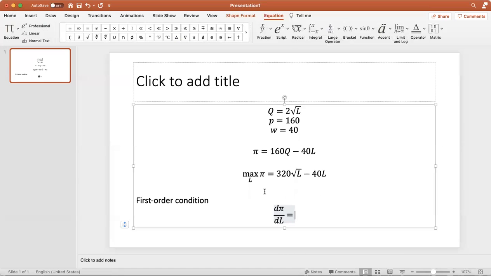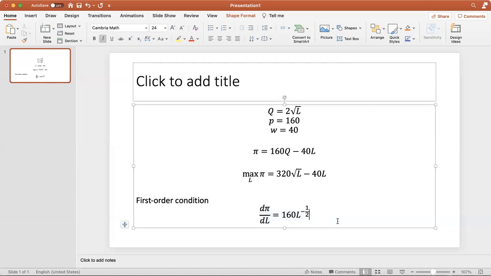So that's going to be 160. Let's just say this is L raised to negative 1/2, right? Because that's going to be 1/2 minus 1, so negative 1/2. That's 160 because, of course, 1/2, so 320 times 1/2, or 320 divided by 2, that's 160. And you'll have here the constant 40, and you'll just have to equate it equal to 0.